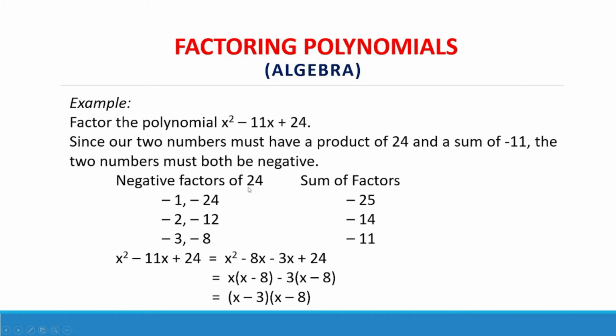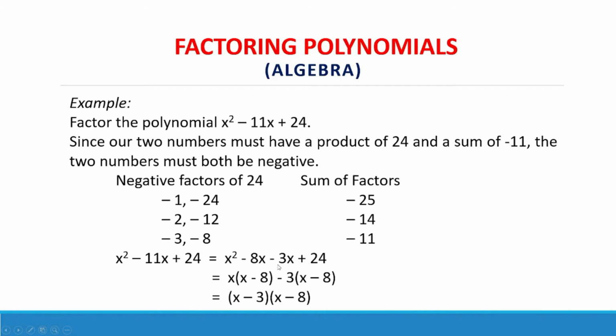And another factor is negative 3 times negative 8. The product of negative 3 times negative 8 is positive 24, and the sum of factors for negative 3 and negative 8 is negative 11. Based on the given, b is negative 11. So therefore, we will use the negative factors of negative 3 and negative 8. So that's x squared minus 8x minus 3x plus 24. And with the same process, factor out the first two terms with a common value, which is x. So x factored out, and the remaining is x minus 8.